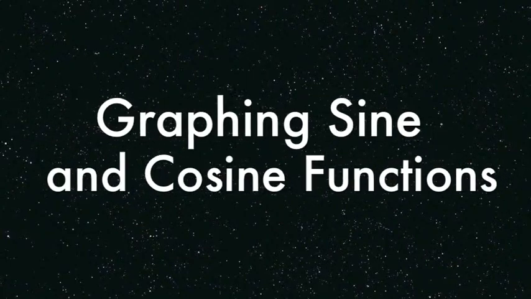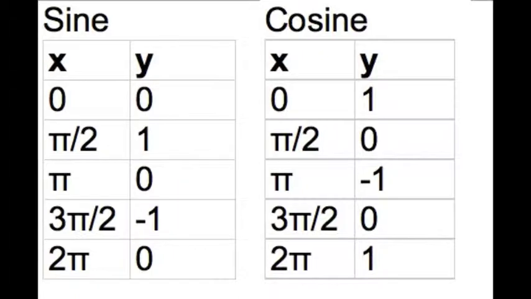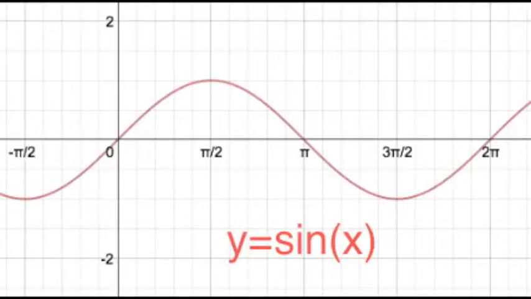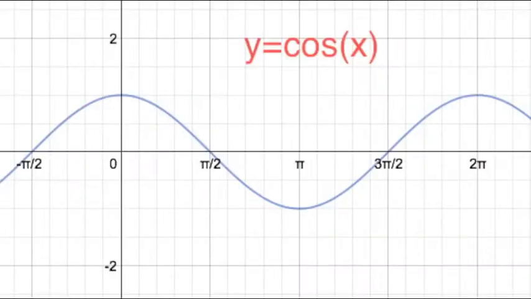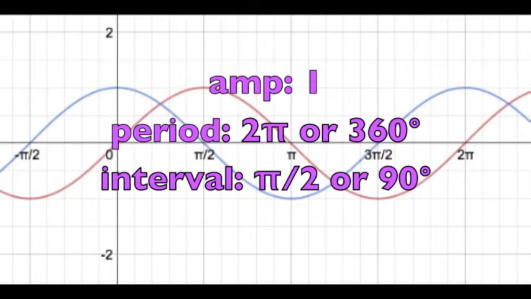Today we're going to show how to graph the functions sine and cosine. Let's start off with the basics. The parent graphs y equals sine x and y equals cosine x both have an amplitude of 1, a period of 360 degrees, and an interval of 90 degrees.